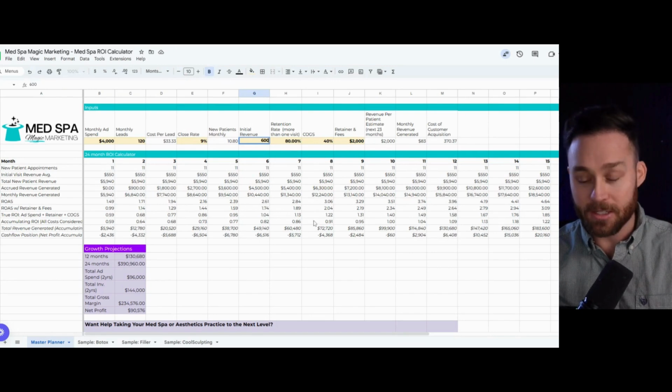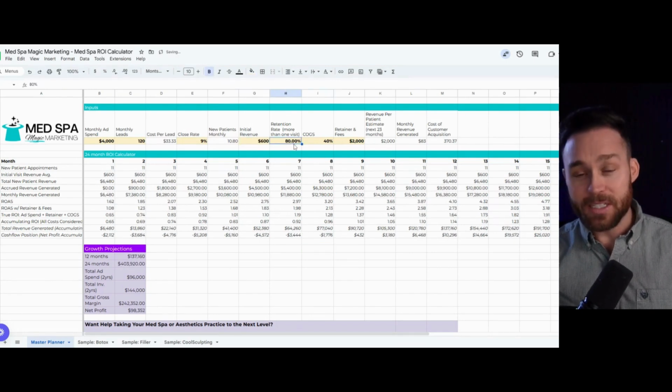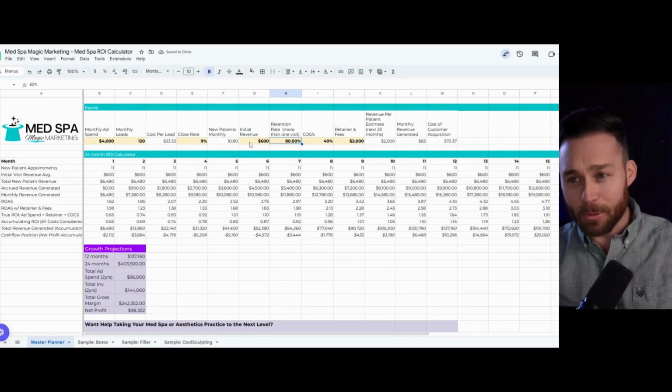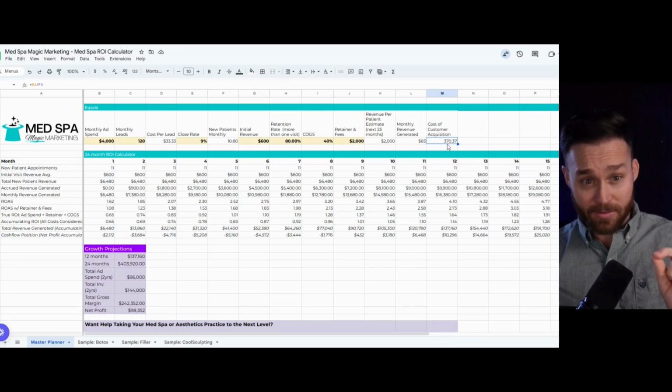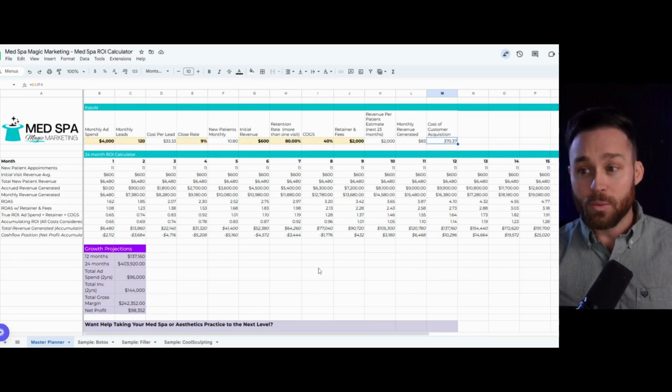Let's even say they're spending $600 on the initial visit. So now we're only seeing top quality clients where we have 80% retention. They're spending $600 on the average initial visit, but we're paying $370 to acquire that client. Watch what happens to our cash flow implications and our growth path.